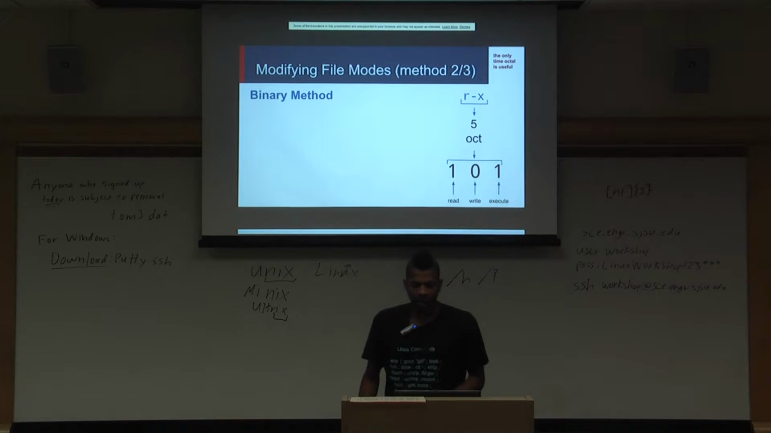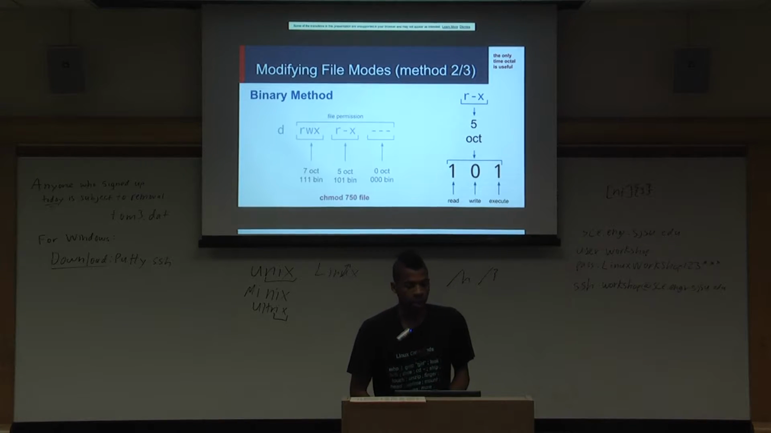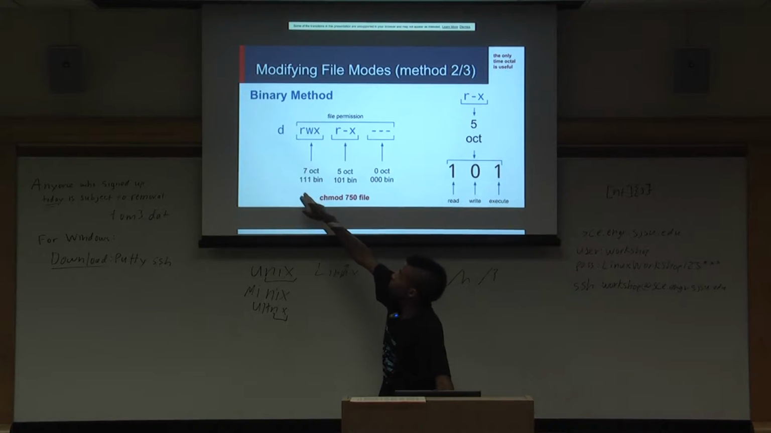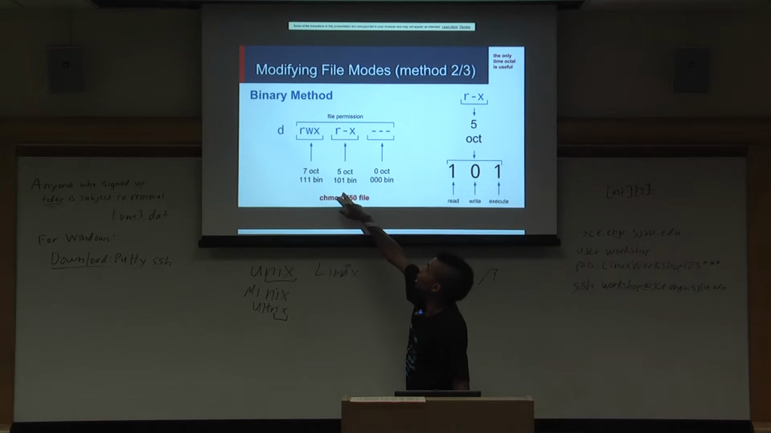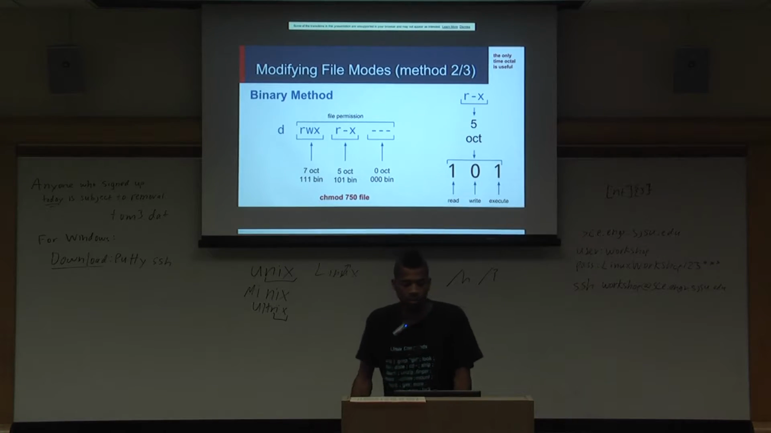So this is kind of how I figured it out for the longest time until I found out about the text method. So what you end up doing is, for file permissions, if you wanted to set everything to read, write, and execute, you'd go 7. Just for read and execute, you want to go 5. If you want to do nothing for anyone else, you go 0. And you can go 750 on the file, and now set up its permissions.